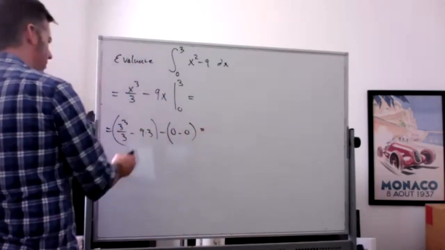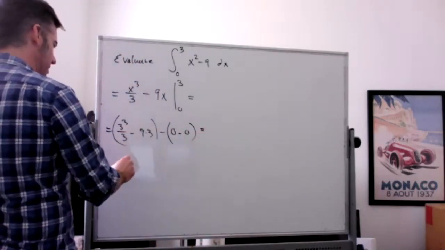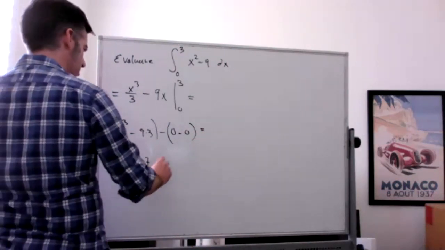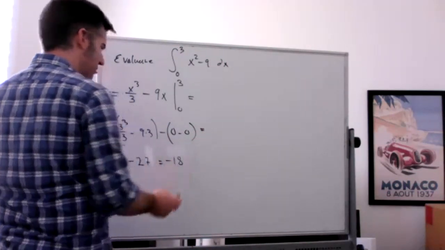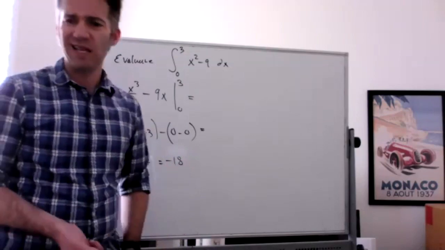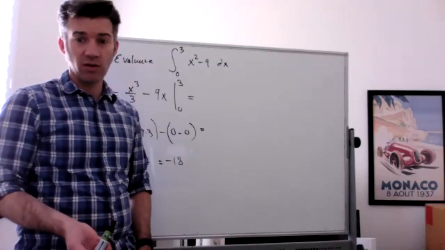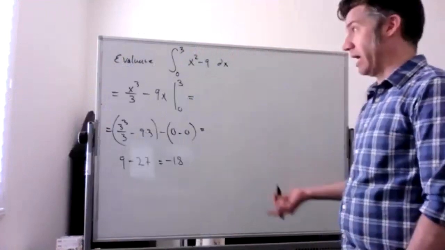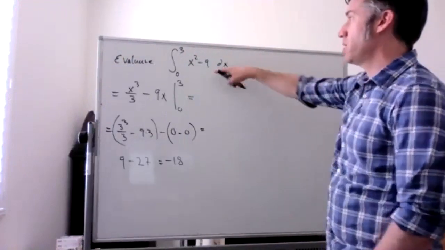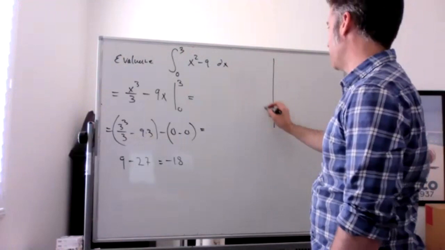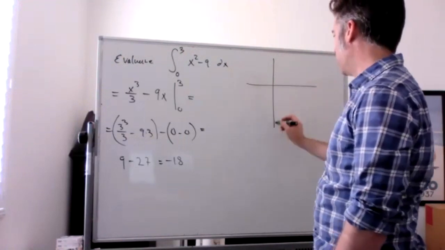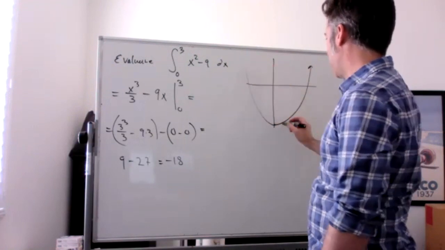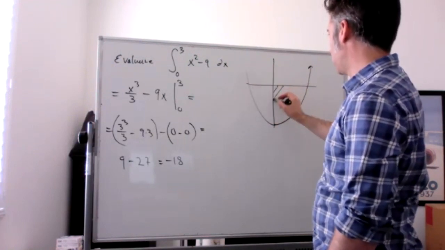So let's see, 3 cubed over 3 is 27 over 3, which is 9. Minus 9 times 3 is 27. That's negative 18. So why are we getting a negative answer? Well, it's because our region is actually below the x-axis. So if you graph x squared minus 9, it looks like this parabola, and we're specifically looking at this part right here.